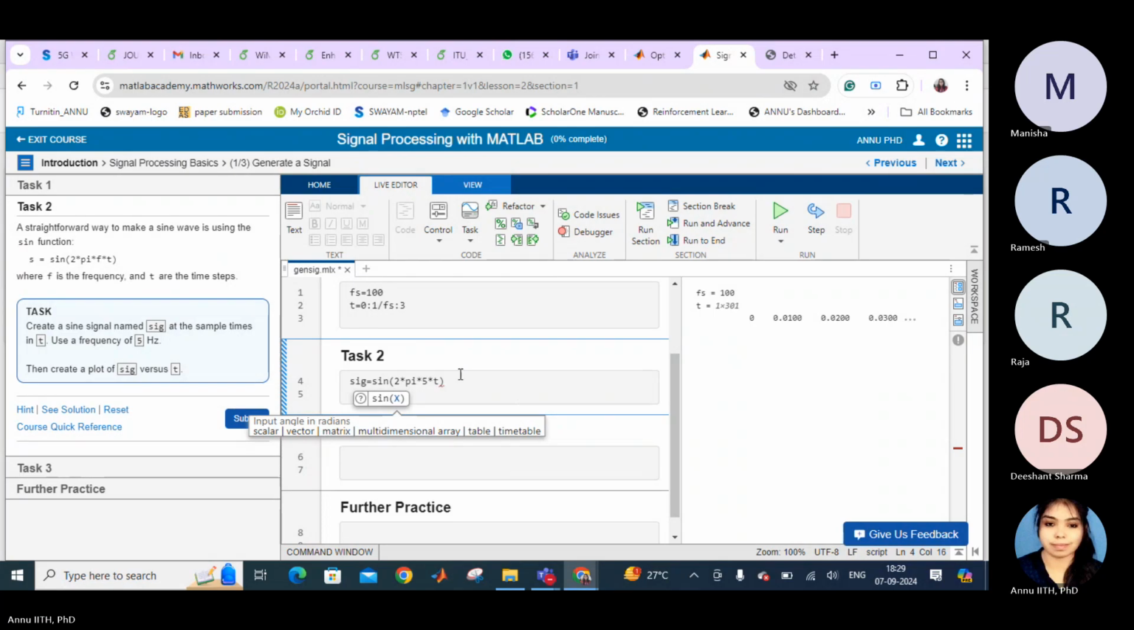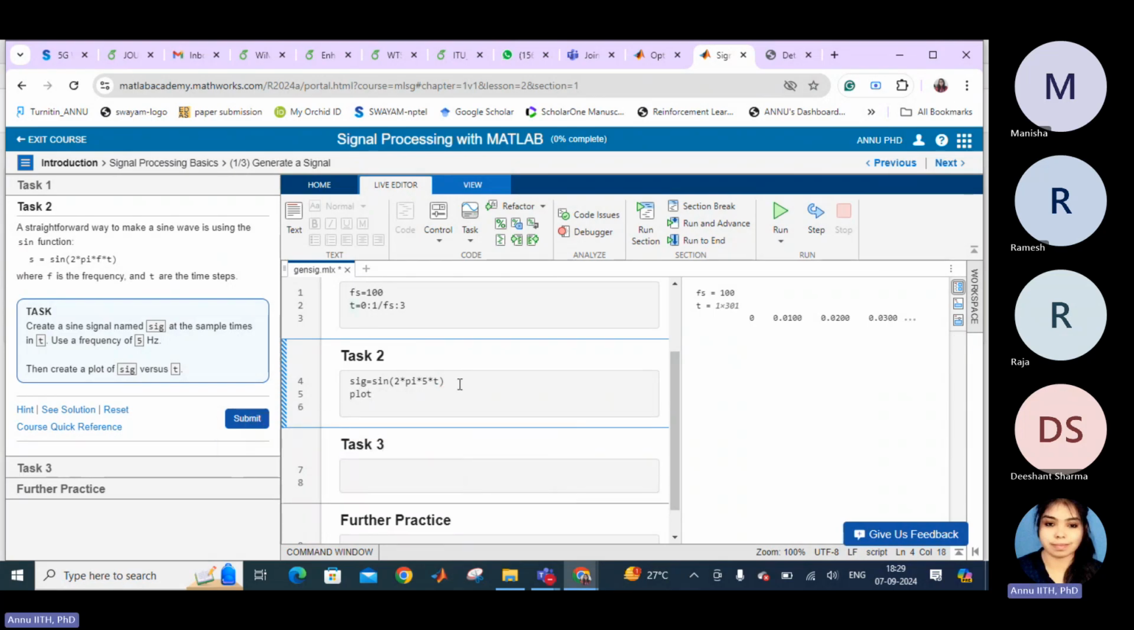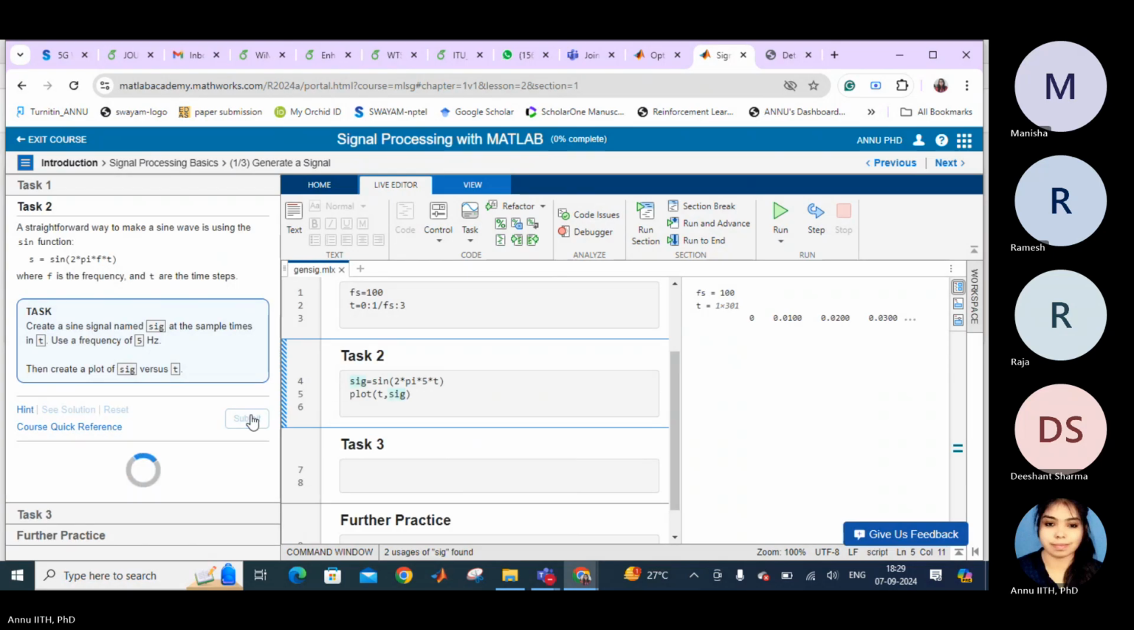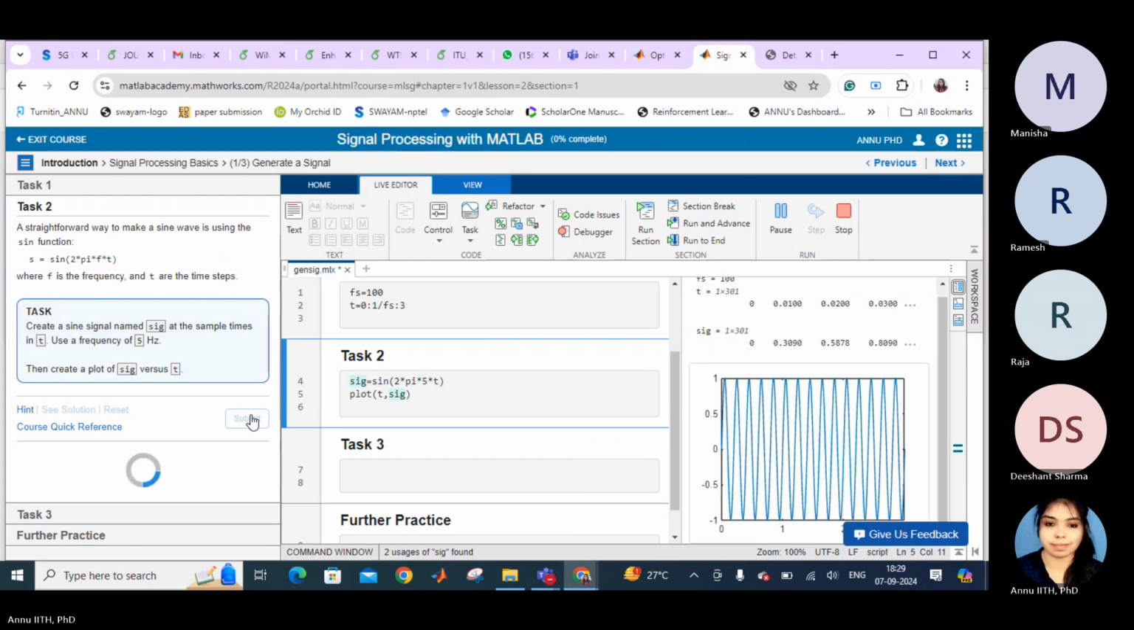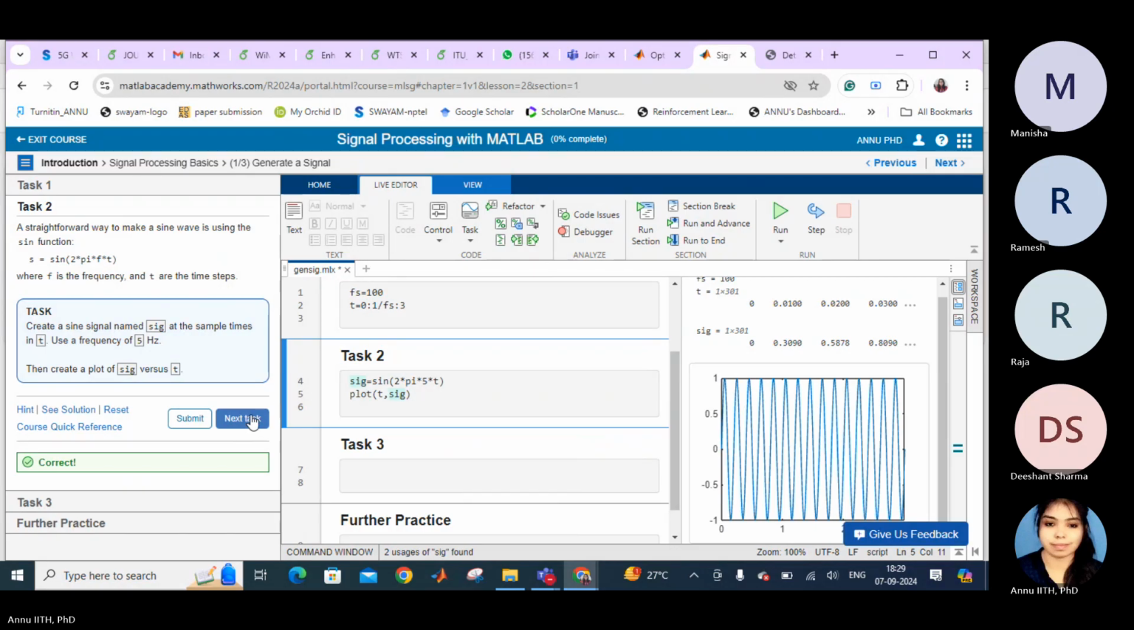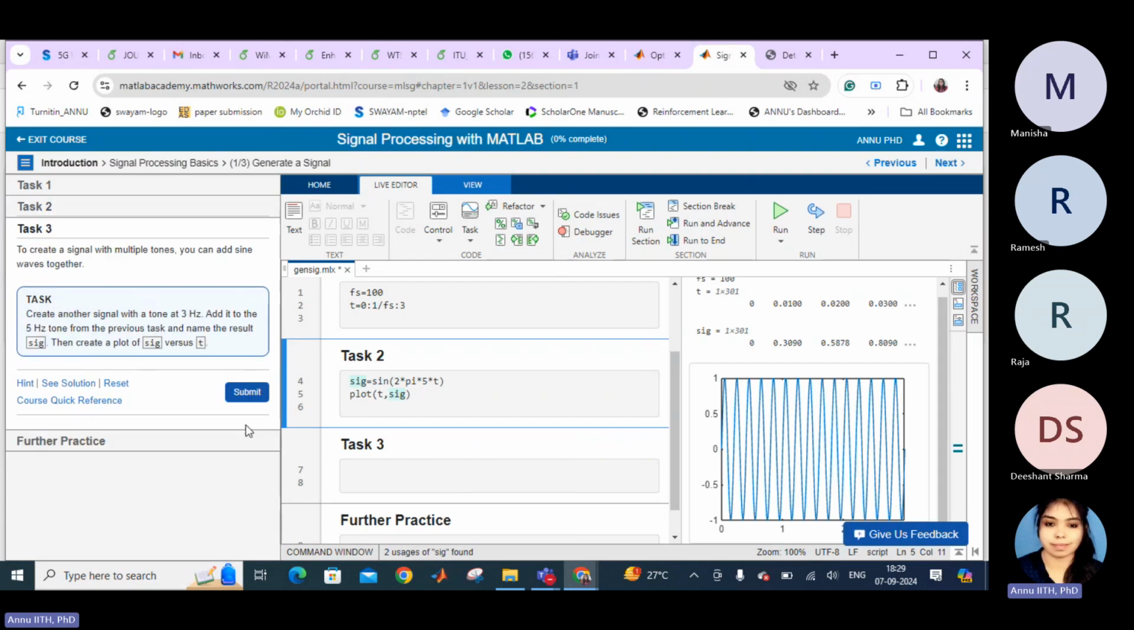Now plot sig against t, X and Y, right? That's great, right? Next is to create a signal with multiple tones, you can add the various sine waves.